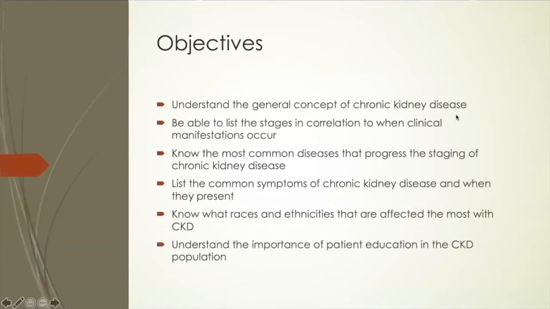Objectives. We'll be able to understand the general concepts of chronic kidney disease, be able to list the stages in correlation to when clinical manifestations occur, know the most common diseases that progress in the staging of chronic kidney disease, list the common symptoms of CKD and when they present, know what races and ethnicities are affected the most with chronic kidney disease, and understand the importance of patient education in the CKD population.